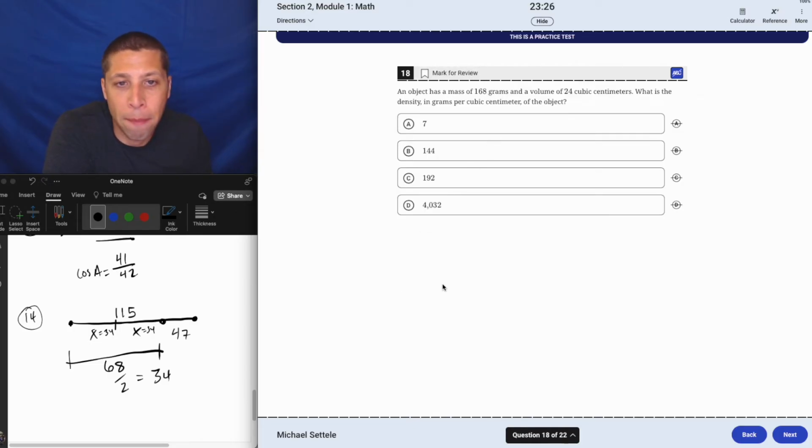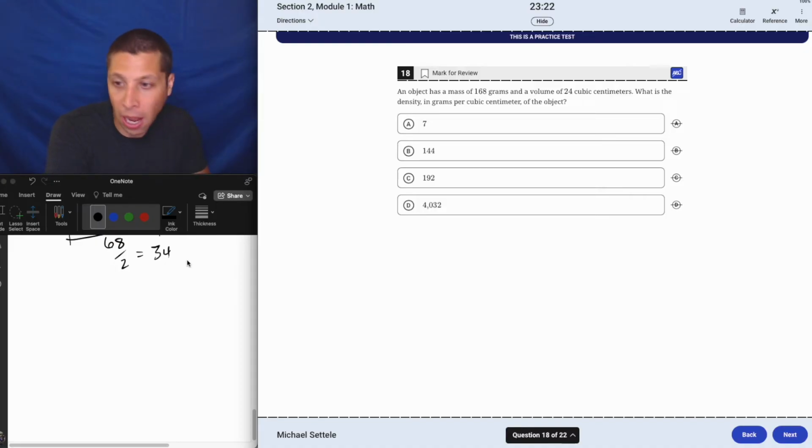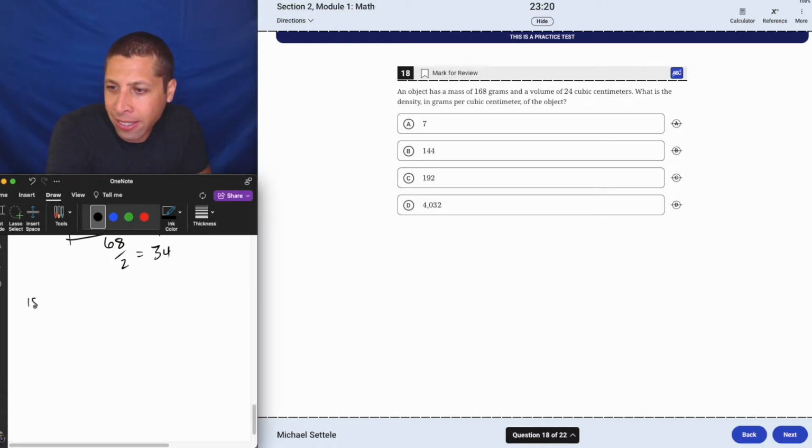An object has a mass of 168 grams and a volume of 24 cubic centimeters. What is the density? Okay, here's a great example. I'm so glad this question came up, because I saw this in a YouTube comment recently, or someone made a TikTok, saying you've got to memorize the formula for density. No, you don't. They tell it to you, because you just have to pay attention to the units. They tell us that density is grams per cubic centimeter. The formula is in the units.